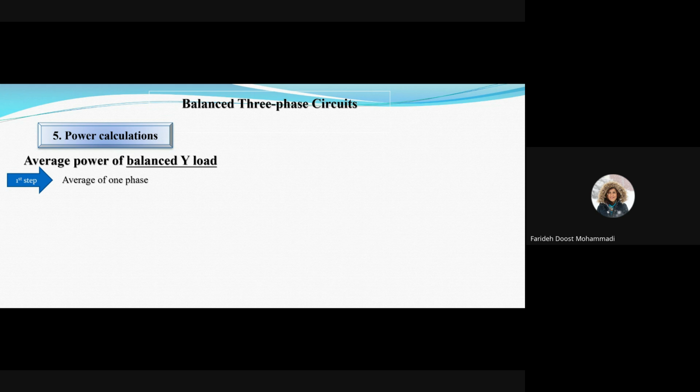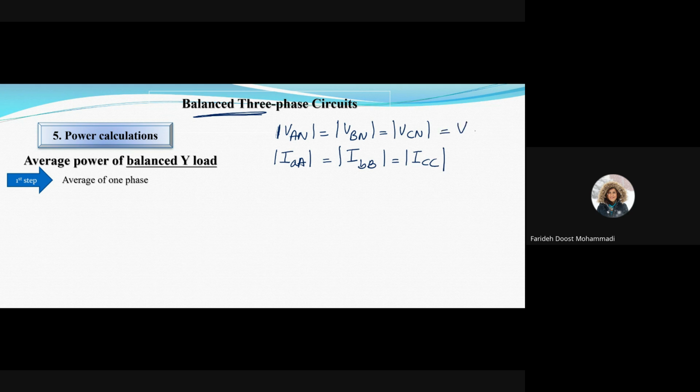So in the first step, let's assume that the circuit is balanced, and having a balanced circuit, I know that, for example, the voltages are all the same. So I know the magnitude of VAN is equal to the magnitude of VBN, and it's equal to the magnitude of VCN. And regarding the current, I also know the current magnitude is the same. If it's balanced, all the current magnitudes are going to be exactly similar. So this is what I have. Let's call the voltage magnitude V phi just to be consistent, and the current magnitude I phi.